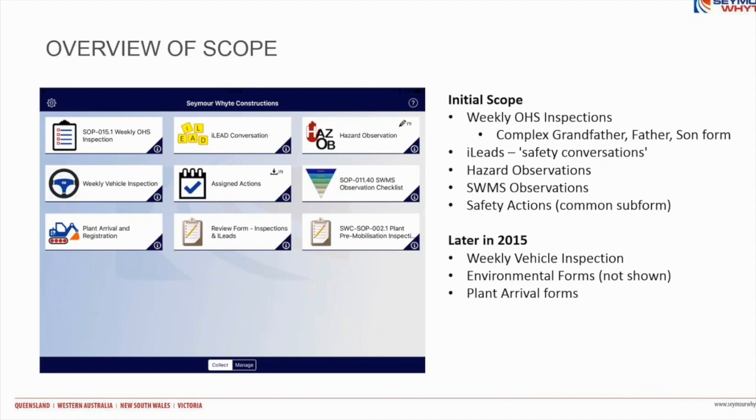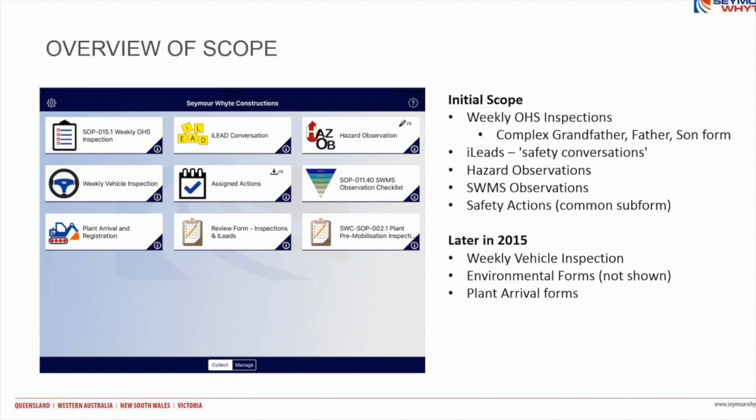Our initial scope was built around four or five common forms. First, our weekly OHS inspections. This is a monster checklist. It was previously printed out on paper and went over pages, some 190 odd questions in 29 sections. iForm built a solution that enabled us to break that up into chunks where you could just select the parts of the inspection that were relevant to you.